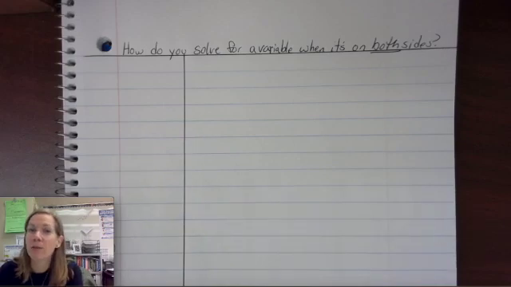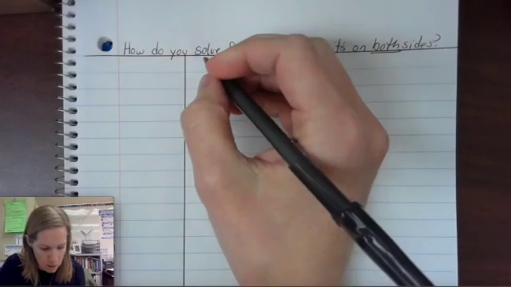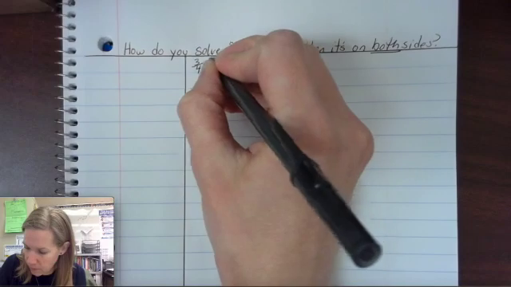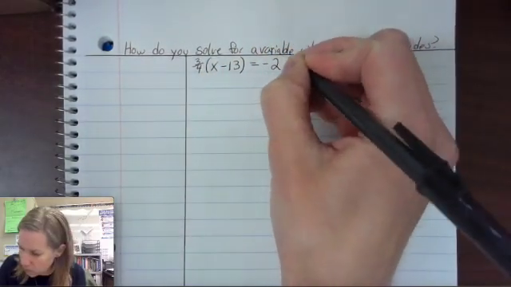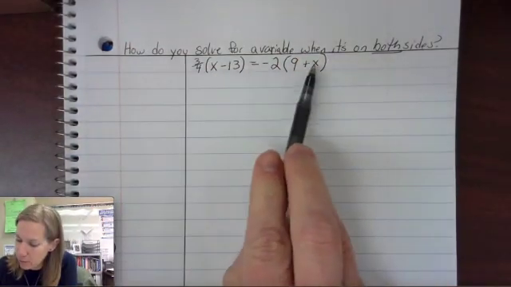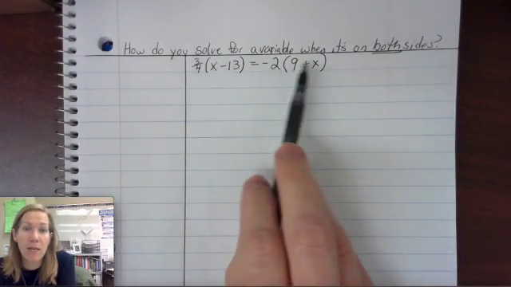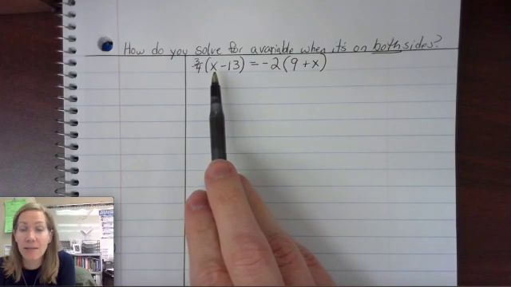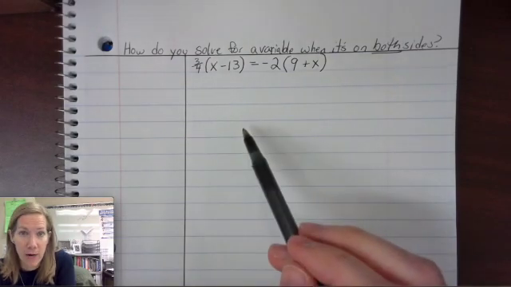Hello, today we're going to take notes on how you solve for a variable when it's on both sides. So let's take an example. Now you can see you have variables on both sides of the equal sign. And the important thing is to get these variables on the same side of the equation and then combine them, combining like terms, and then solving for x.